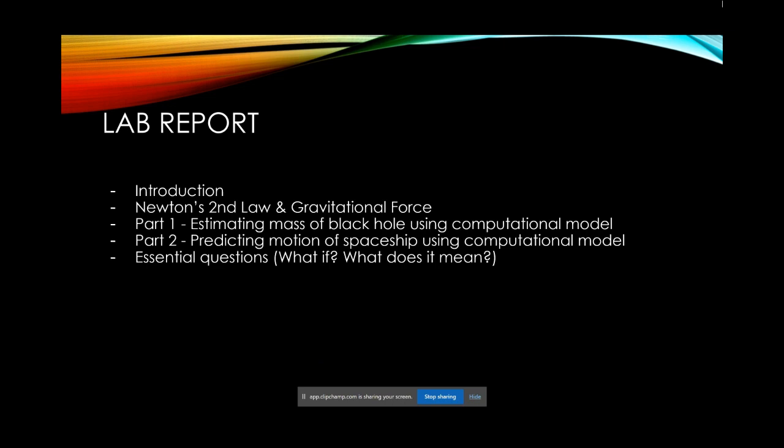This lab is divided into two parts. The first part focuses on estimating the mass of a black hole using a computational model. The second part focuses on predicting the motion of a spaceship near the black hole. I'll then proceed to answer some essential questions.